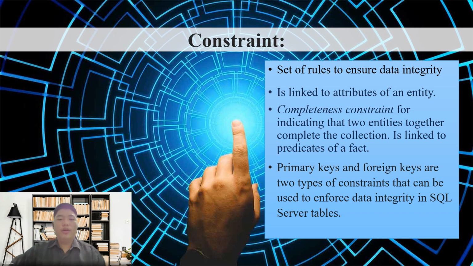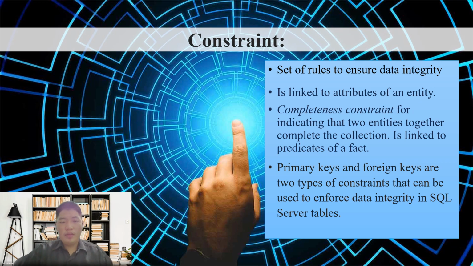Constraint is a set of rules to ensure database integrity. Exclusive constraint indicates that each entity excludes the other, and is linked to predicates of effect. Completeness constraint indicates that two entities together complete the collection, and is linked to predicates of effect. Primary key and foreign key are two types of constraints that can be used to enforce data integrity in a SQL Server table.